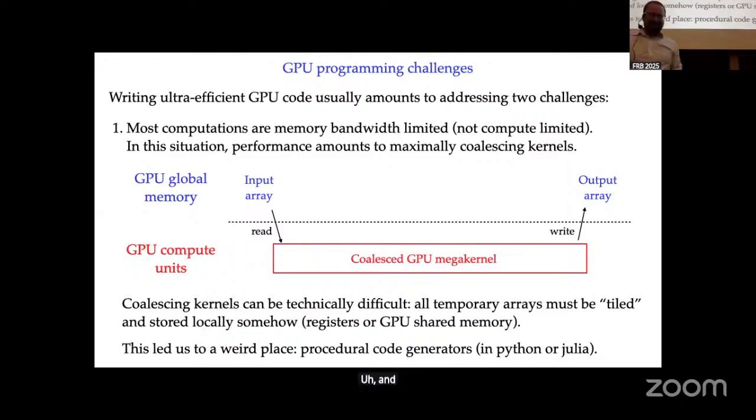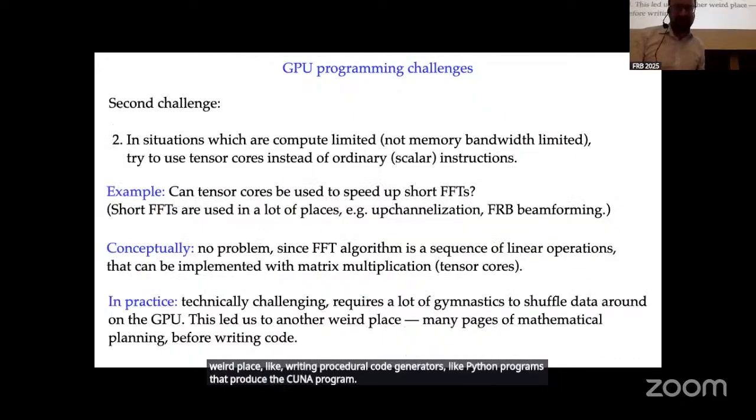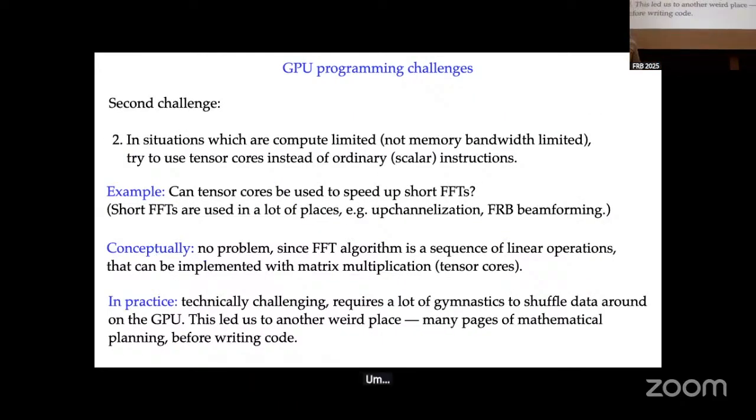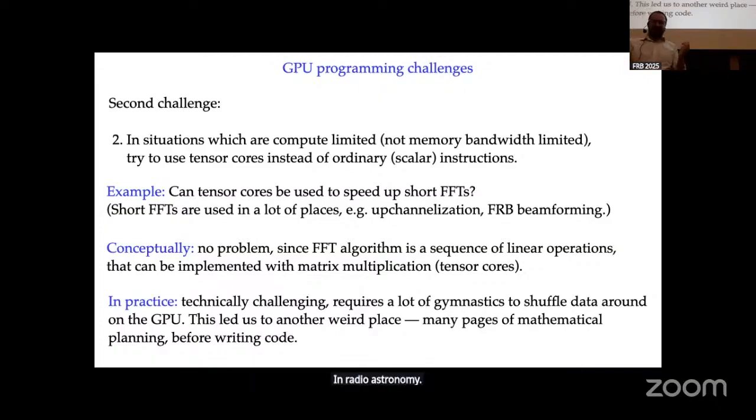And so as we've headed down this road, it led us to a weird place, like writing procedural code generators, Python programs that produce the CUDA program. And then an even weirder place is that a big key to performance is trying to use these new tensor core operations. For example, you might try to use these instructions to speed up short FFTs. In radio astronomy, we just kind of do two things, short FFTs and multiplying matrices. And so they're used all over the place.